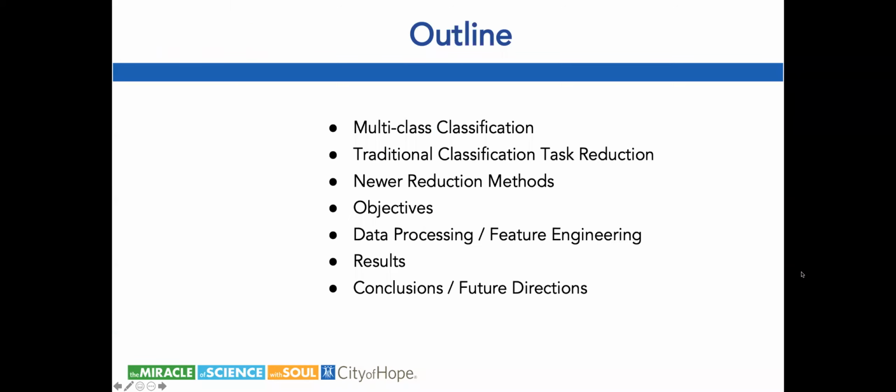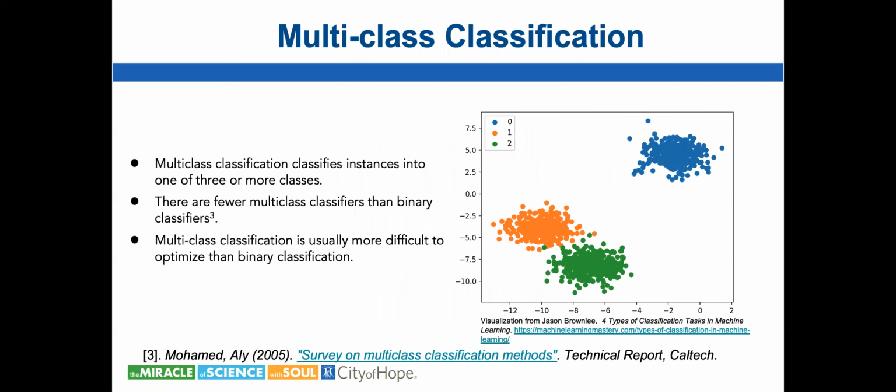So here is a quick outline of what I'm going to be discussing today. I'll start with multi-class classification, move on to some methods of how to reduce that into a binary classification problem. We'll also talk about some objectives about how we use these techniques on a problem in biology. We'll talk about the feature engineering associated with that project, some preliminary results, and we'll also have some conclusions and future directions.